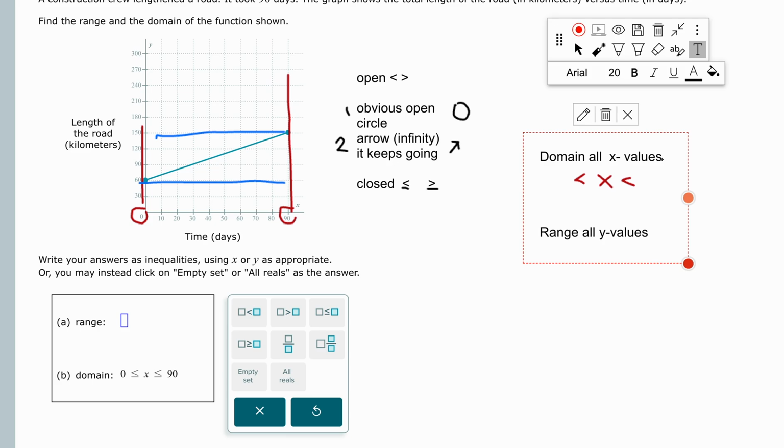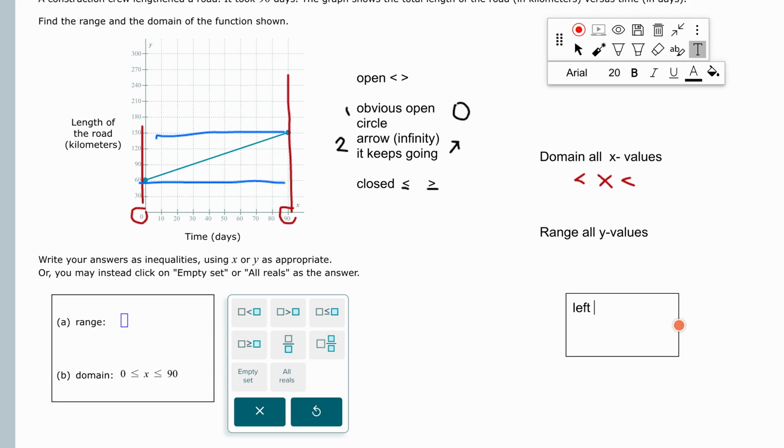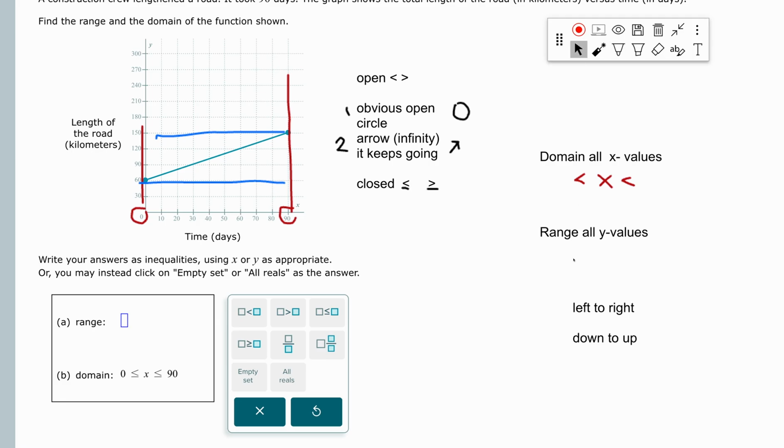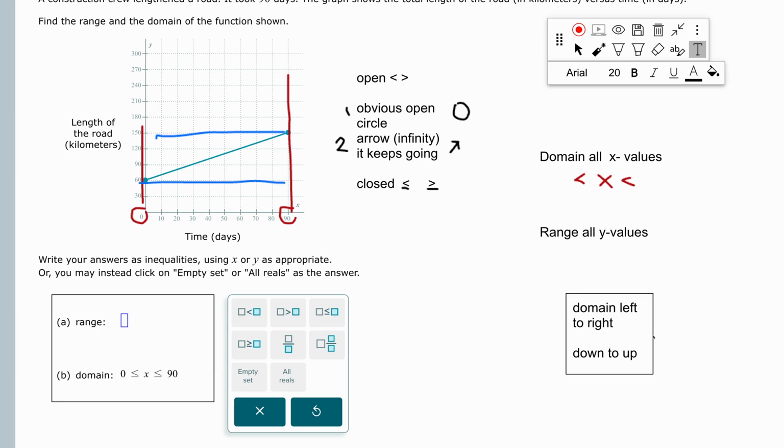Let me write that down so you can write that down too. Domain goes from left to right. Range goes from down to up. Why? Because that's how we go from small to big. So domain goes from left to right, and range goes from down to up.